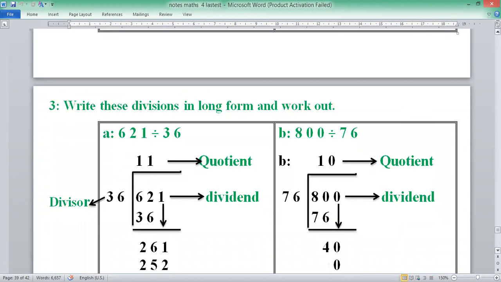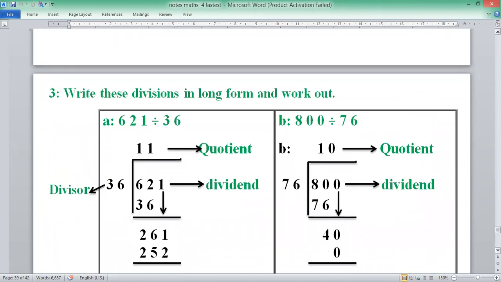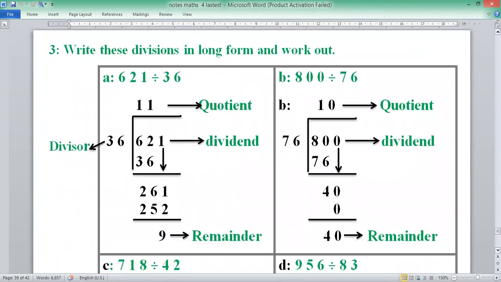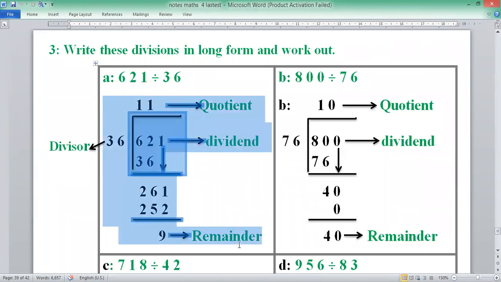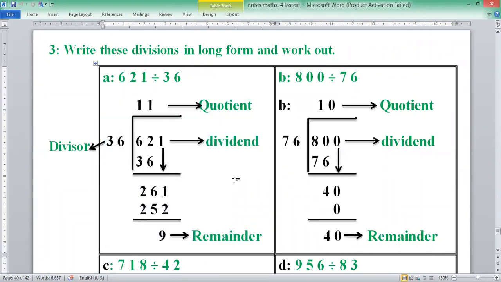Next question is same as question 2. In question 3, the statement is given, write these divisions in long form. This is long form. And work out. Same procedure we will adopt, same rules we will apply as we have done before.